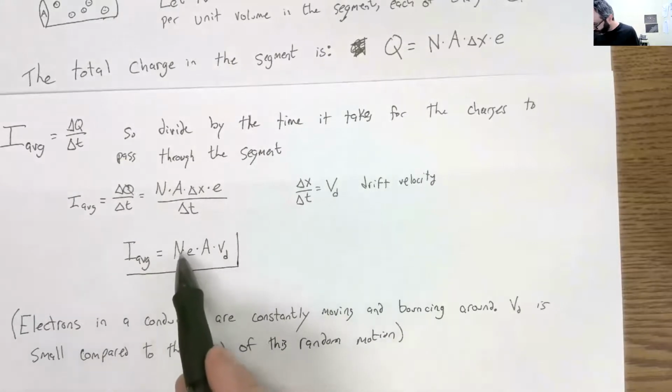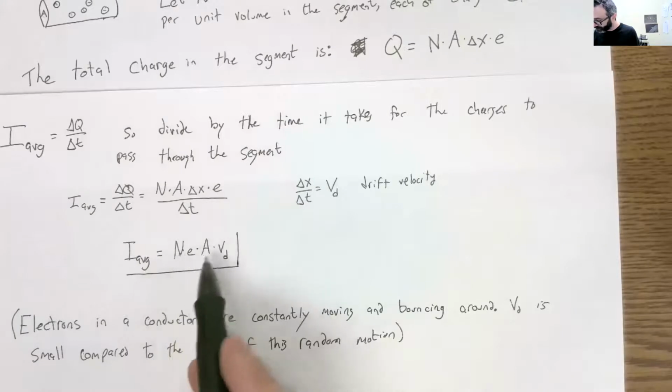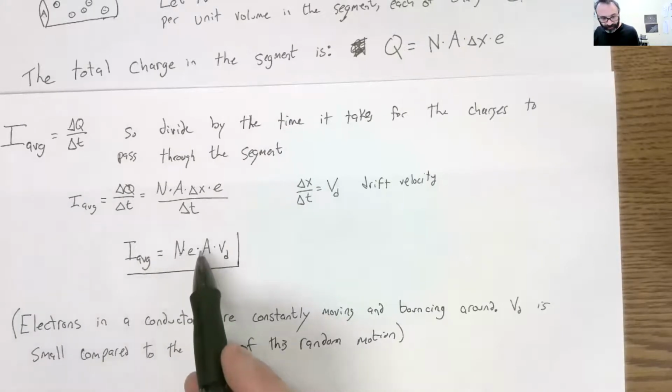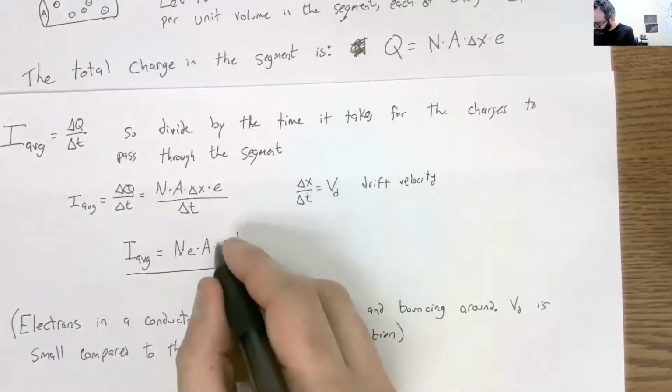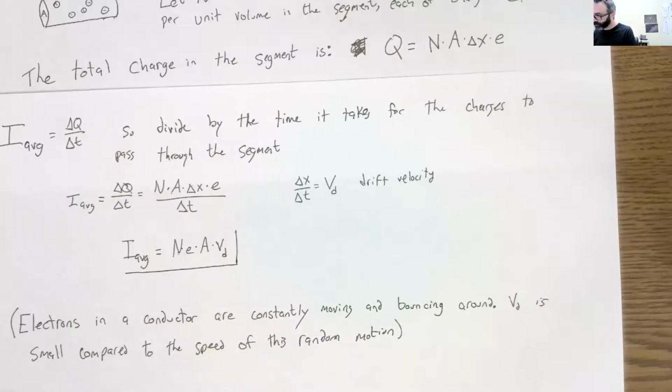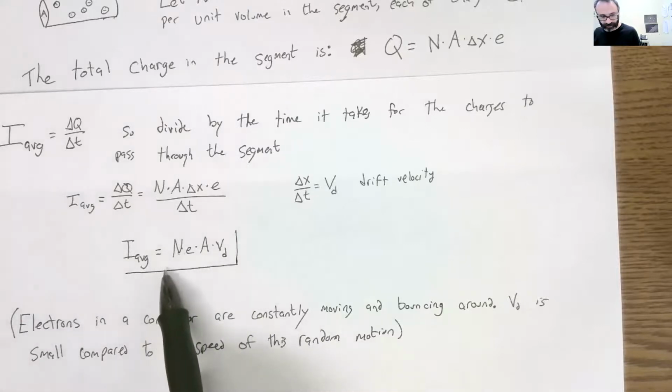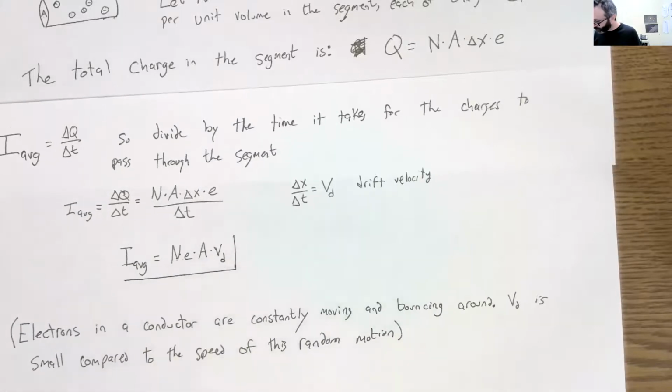which is the number of electrons per unit volume, which is kind of a property of the material of the wire, times the charge of the electron, times the area of the wire, times the average velocity, the drift velocity, of the electrons. Right? And we're going to keep going with this equation in just a moment when we finish by talking about current density briefly. But are there any questions or comments so far?